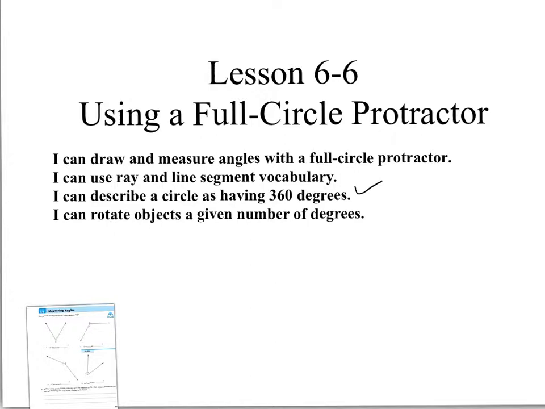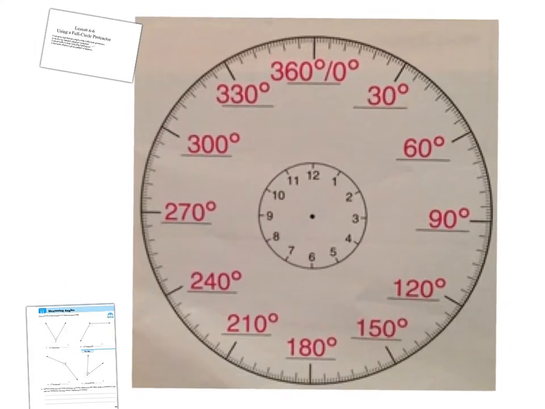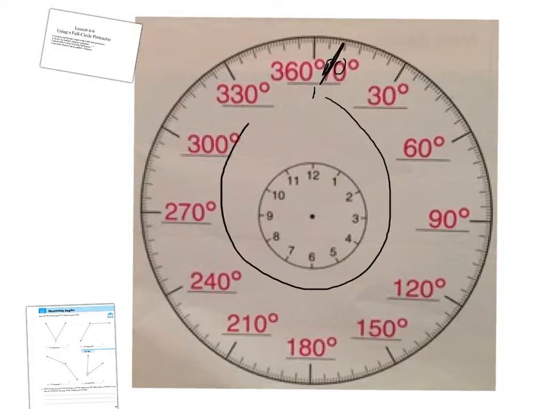So, let's first talk about the full circle protractor. I'm going to show it to you here. It starts with 0, and it goes in this direction, in a clockwise direction. It ends up at 360 degrees. When you're measuring angles, you always put the vertex of the angle on the center dot here.